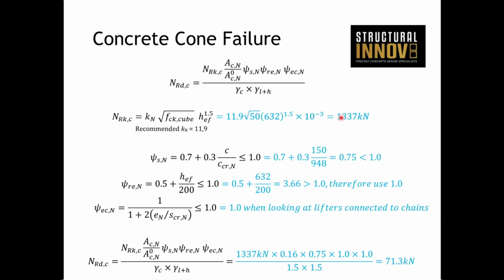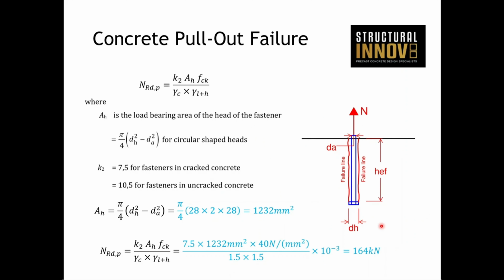You're gaining by going deeper, but by going deeper as well, you're also getting larger reduction factors. A couple more reduction factors there have to do with the gauge, 0.75, and we end up getting a design capacity of 71.3. So we'll carry that one forward. Pull-out failure, not going to go through it. We got 164 kilonewtons. We'll bring that one forward.